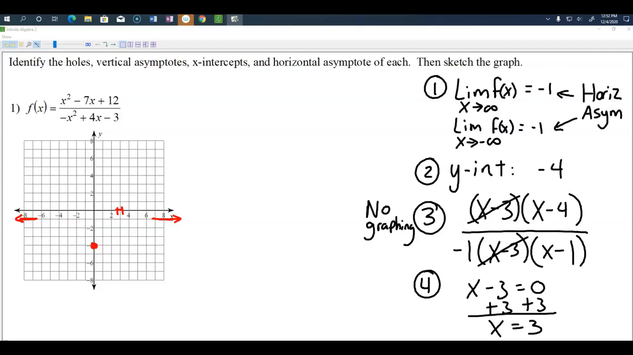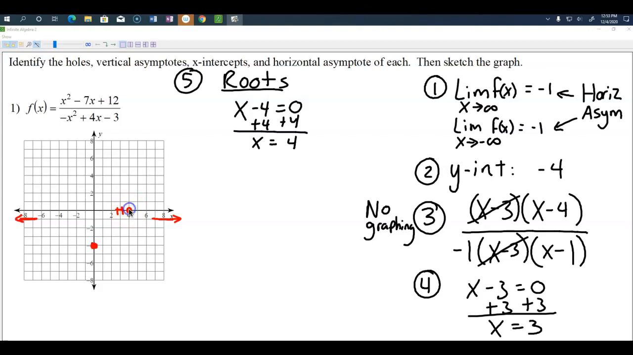On step 5, what we do is we find the roots. Now the roots can be found by taking whatever factors are left over in the numerator, setting those equal to 0, and solving. And that's what we learned in our last lesson. So we have a root at 4. So I'm going to go ahead and put a dot at x equals 4 on the x-axis, because that's what a root is. It's a place where your graph will touch the x-axis.